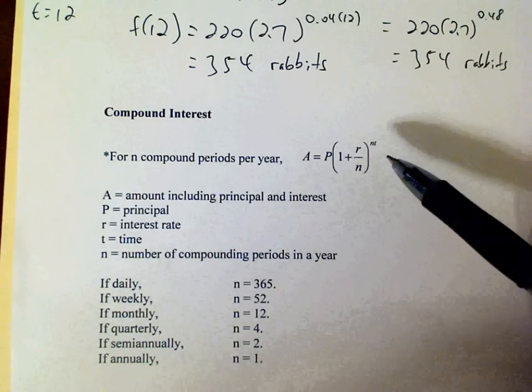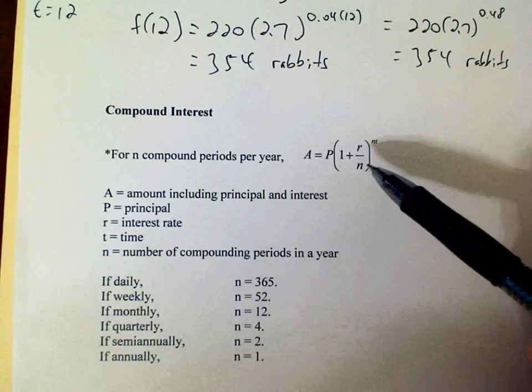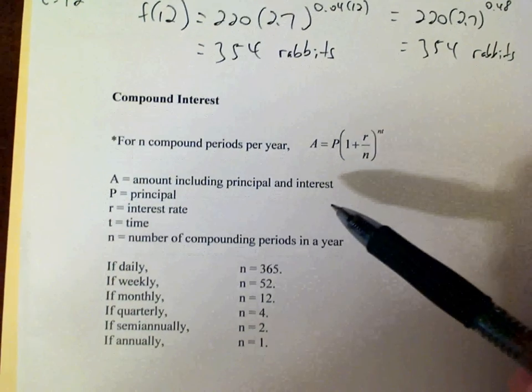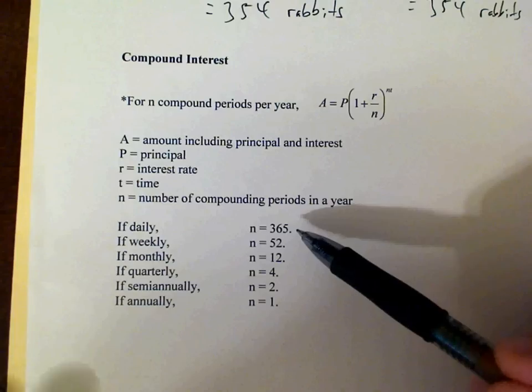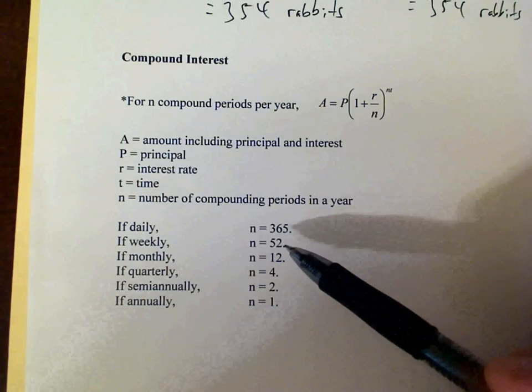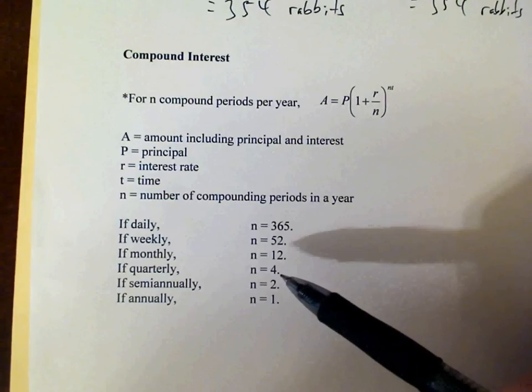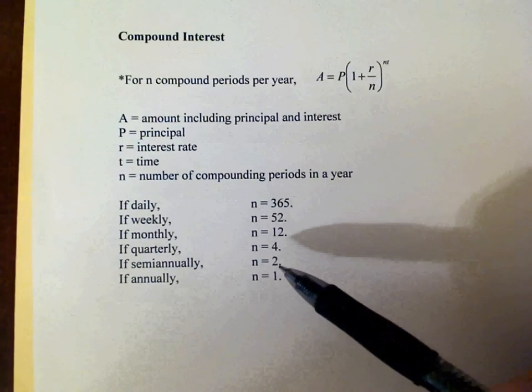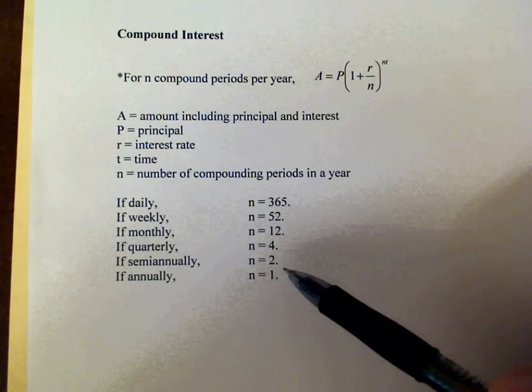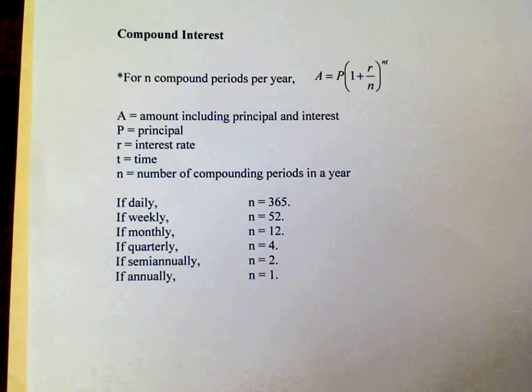So the main thing that you have to worry about is the n. If it's daily, we'll use 365. Some banks use 360. Weekly, in case you didn't know, there's 52 weeks in a year, 12 months in a year, 4 quarters in a dollar, so 4 quarters in a year. Semi-annually is twice a year, and annually is once a year. So that's an example based on this. Probably want to keep that formula close to you if you don't already know it.